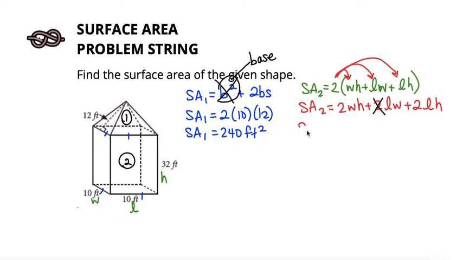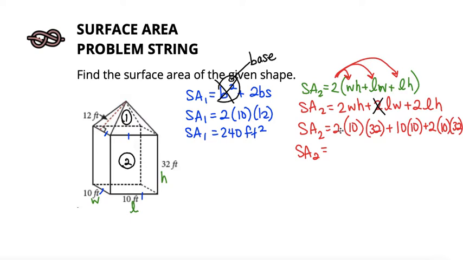So now I'm going to calculate based on what I know. So 2 times 10 times 32 plus 10 times 10 plus 2 times 10 times 32 again, because this is a square at the bottom. So the surface area of part 2, or shape 2, is going to be 640 plus 100 plus 640. And that gives me an answer of 1,380, and my units are feet squared.